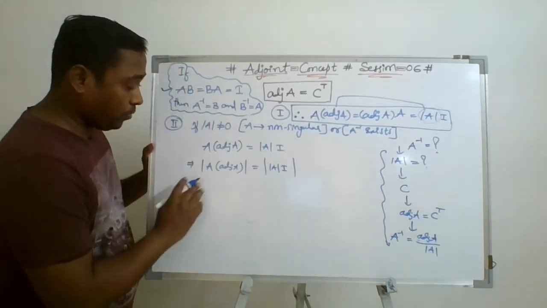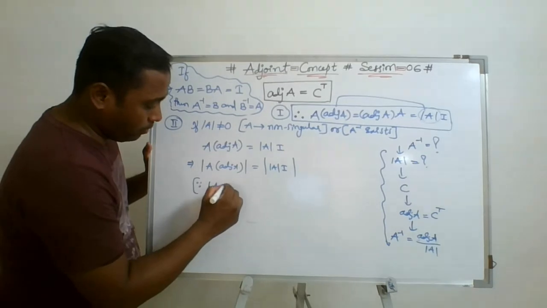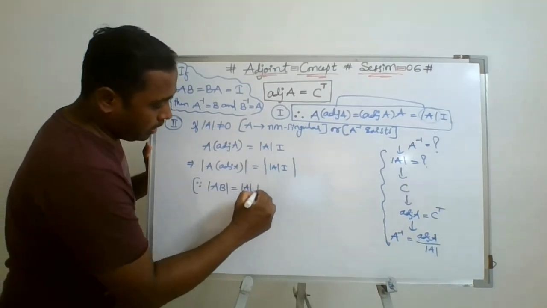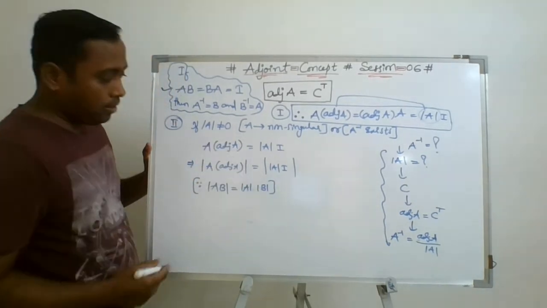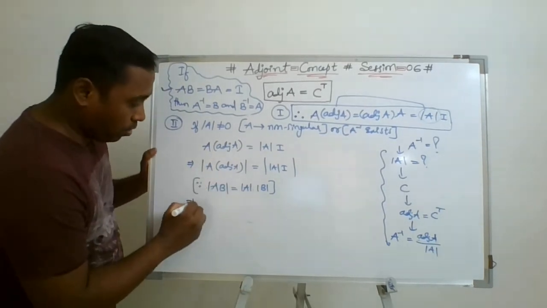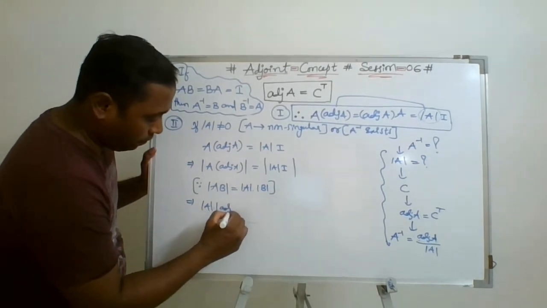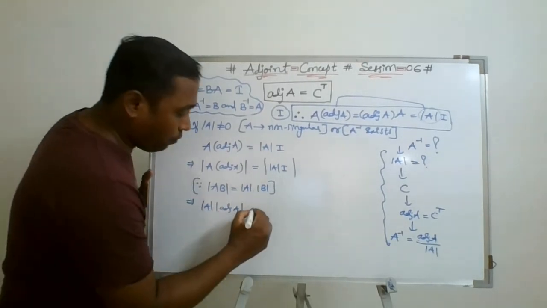So now, as we know the rule of determinant, det AB is equal to det A into det B. With the help of this, I can solve the left hand portion of this result as det A into det of adjoint A, which is equal.